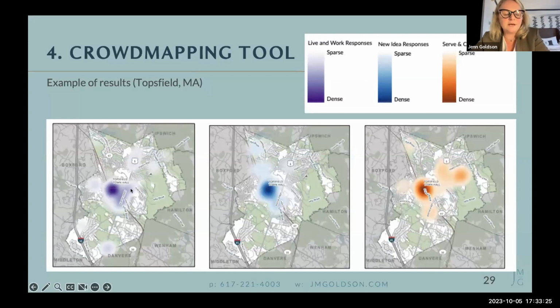And then you can see as the color gets lighter, people had some ideas for other areas of the community, but not as many people. So that's how the heat map works. And then we have this, new ideas in this blue, and then we have serve and protect, or serve and connect we did in this one. And there were some other categories too, but those were the main ones I just wanted to show you. We can also overlap these and show an aggregated map, but it's nice to see them individually as well. And in Topsfield, you can see a lot of the ideas were for their downtown.